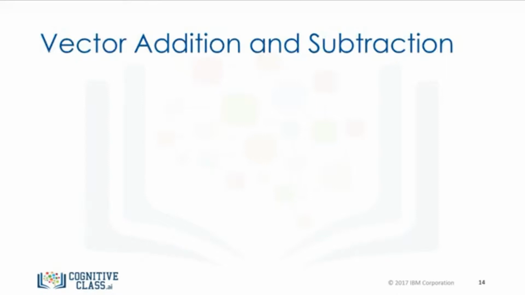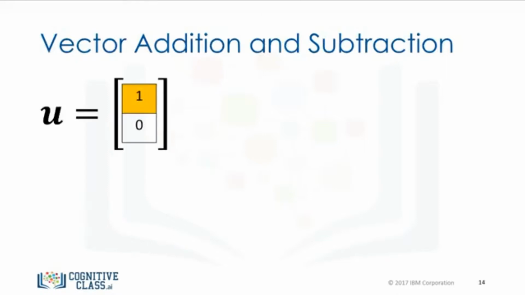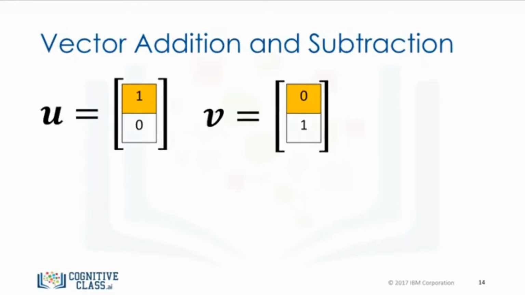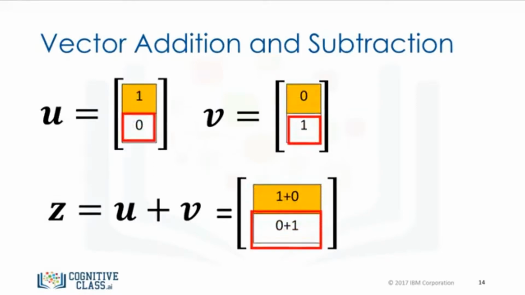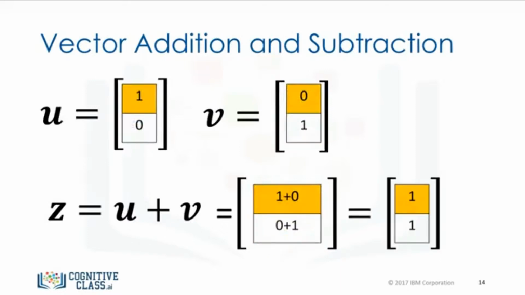Vector addition is a widely used operation in data science. Consider the vector u with 2 elements. The elements are distinguished by the different colors. Similarly, consider the vector v with 2 components. In vector addition, we create a new vector, in this case z. The first component of z is the addition of the first components of vectors u and v. Similarly, the second component is the sum of the second components of u and v. This new vector z is now a linear combination of the vectors u and v.